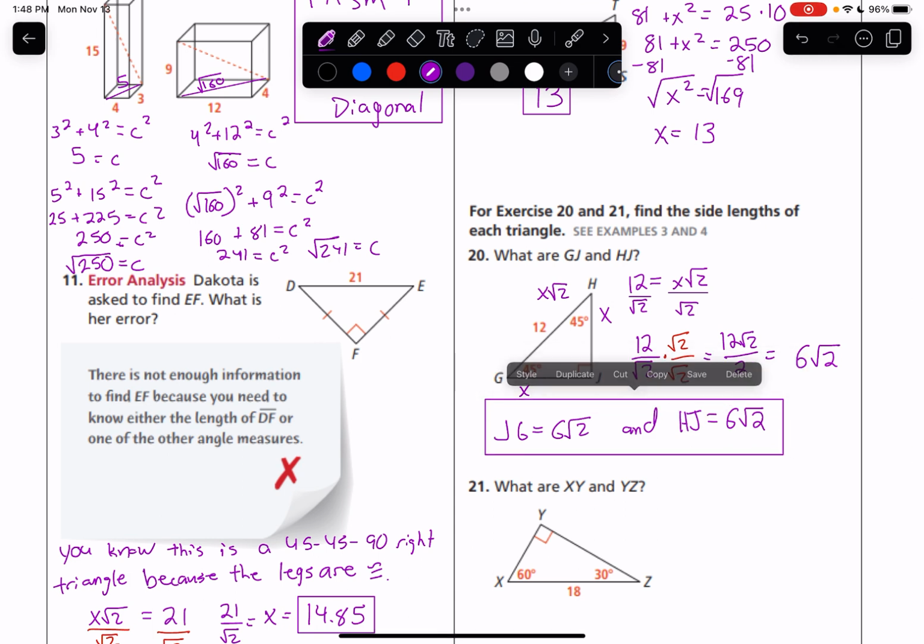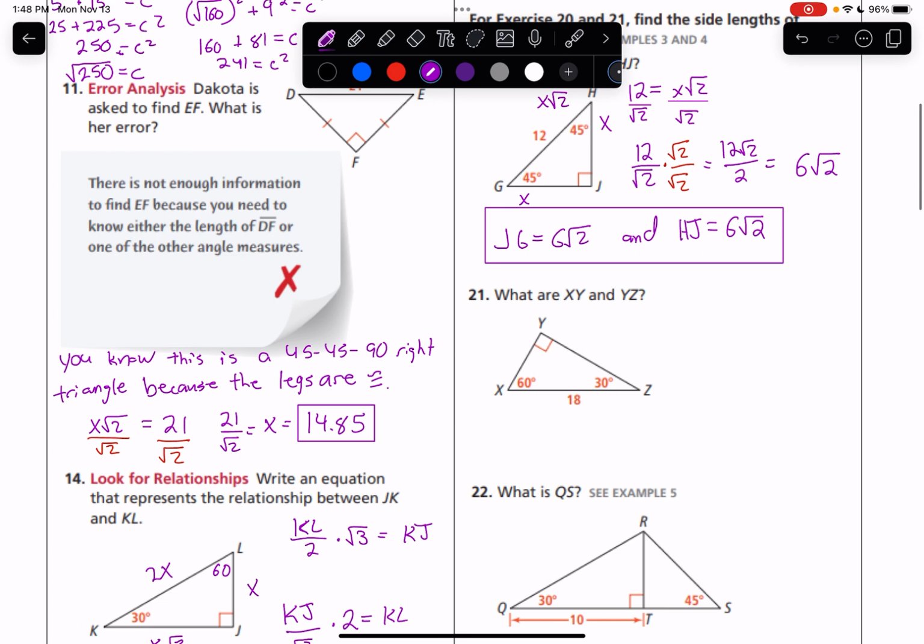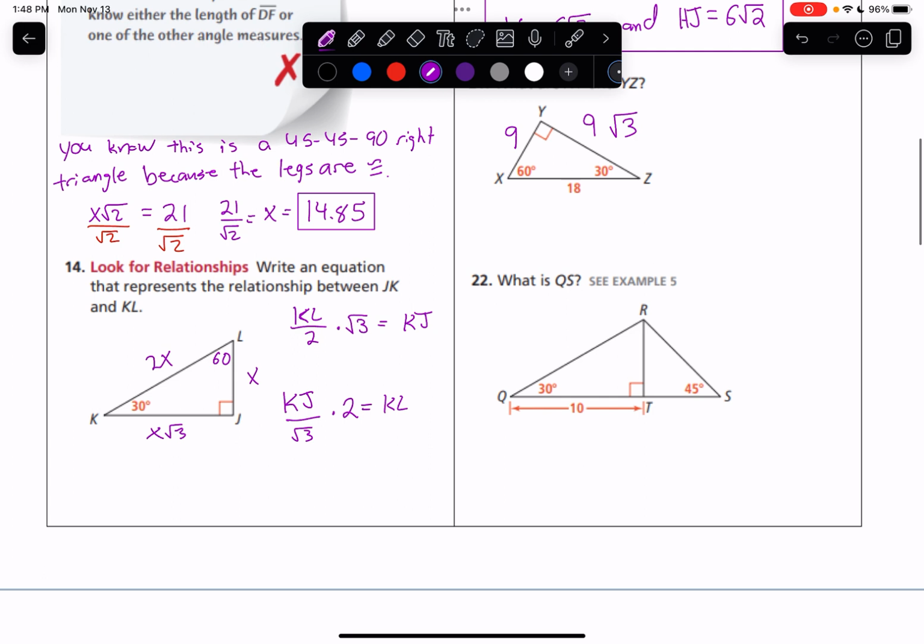All right. Number 21, what are XY and YZ? So we've got a 30, 60, 90 triangle here. Fairly straightforward because we have the hypotenuse. This side is 2x, which means XY is half of that, or 9. And YZ is that small side x root 3, so 9 root 3 there. Number 22, what is QS?